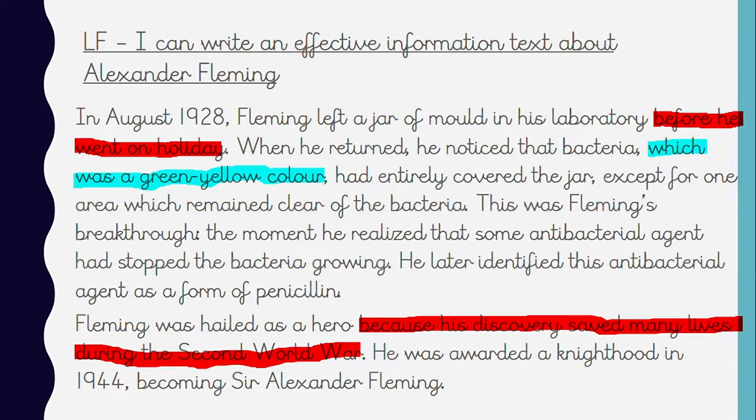So, for example, the first sentence would be: before he went on holiday, comma, Fleming left a jar of mould in his laboratory. Or in the second example, you could start the sentence with because. So: because his discovery saved many lives during the Second World War, comma, Fleming was hailed as a hero. Remember, when you haven't got that subordinating conjunction linking the two clauses together, you have to use a comma to separate them. So if you're going to start with a subordinate clause, you need to put a comma in between the two clauses.